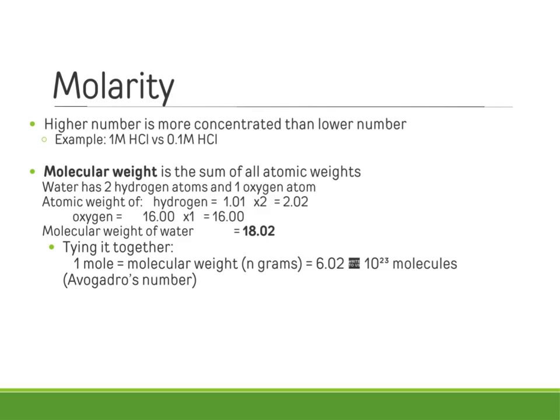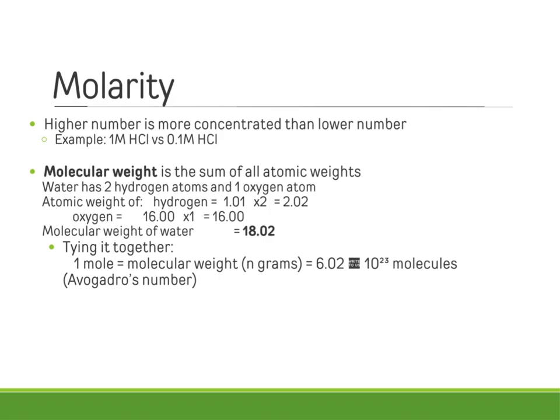And to do so, let's calculate molecular weight for water. Water has 2 hydrogen atoms and 1 oxygen atom. So if we look on the periodic table, the atomic weight for hydrogen is about 1.01, and the atomic weight for oxygen is about 16. Now I only have 1 oxygen atom, so that's 16 times 1 is 16, and I have 2 hydrogen atoms, and that's about 1.01 times 2, so that's 2.02. If I add 2.02 and 16 together, I get 18.02. So that gives me the molecular weight for my compound water.